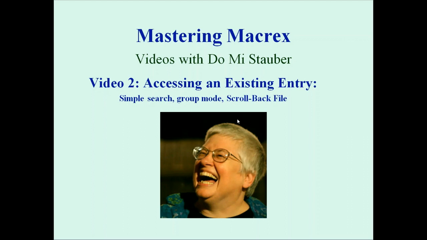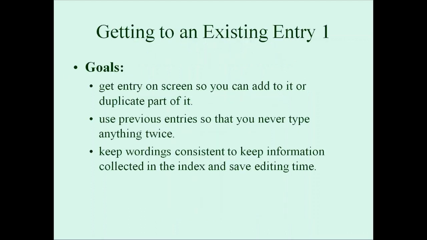In this video, I'm going to review ways to access an existing entry. You might need to get to an existing entry somewhere in your index so that you can look at the entry, add to it, or duplicate parts of it to make a new entry. These techniques will help you to never type anything twice, to keep wordings consistent so that information is not scattered.